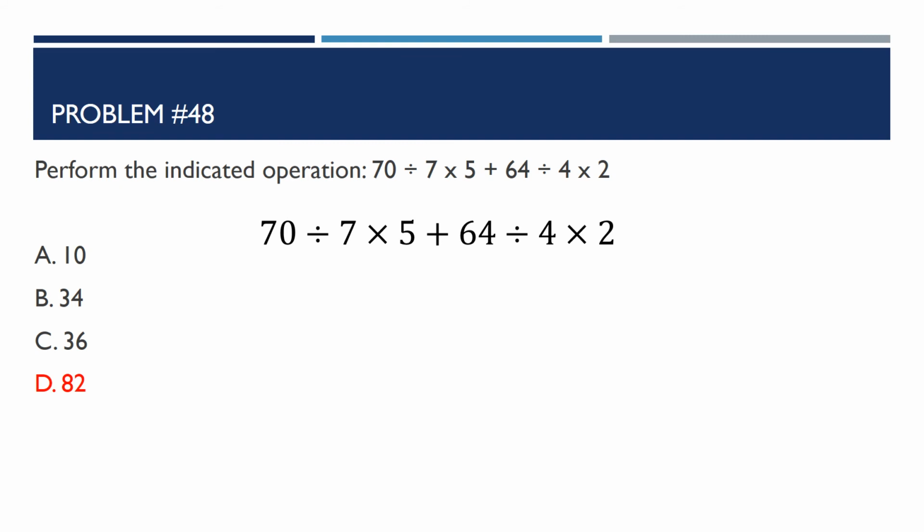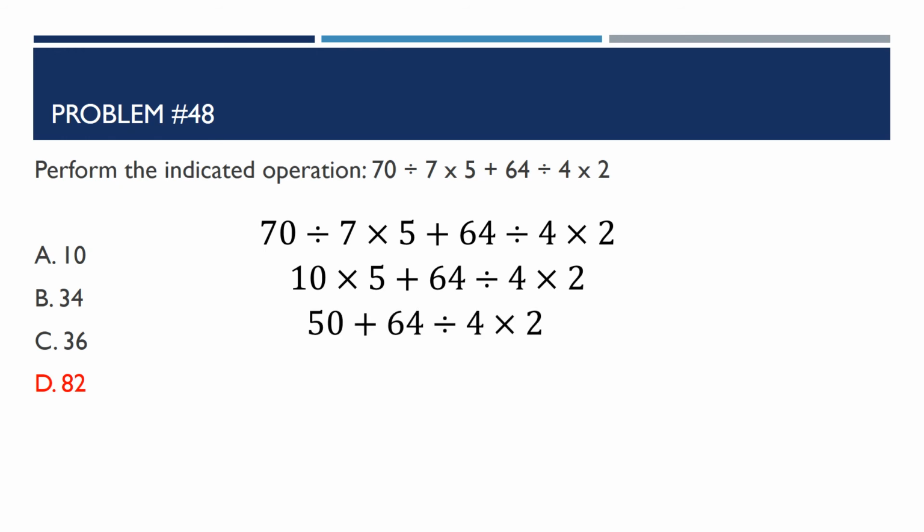So let's divide. 70 divided by 7 is 10, and then we copy the rest. Next, we multiply 10 times 5 instead of 64 divided by 4, because it is at the left side. So 10 times 5 is 50.